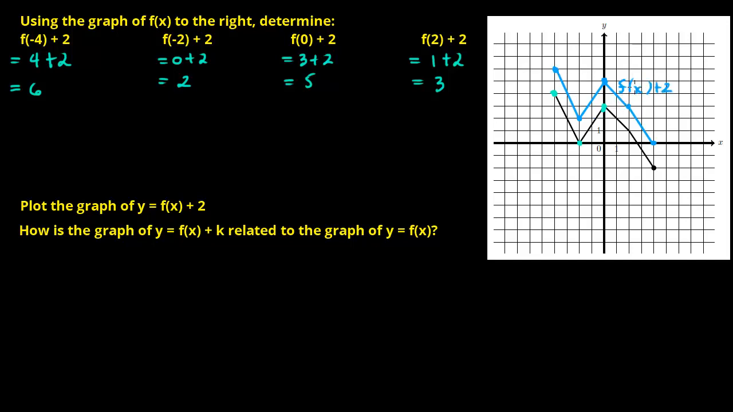If I wanted to graph f of x minus 2, I could take all of the y values of f of x, and I could subtract 2 from them. So that would shift the graph downward 2 units if we evaluated f of x minus 2. So here it says, how is the graph of f of x plus k related to the graph of y is equal to f of x?